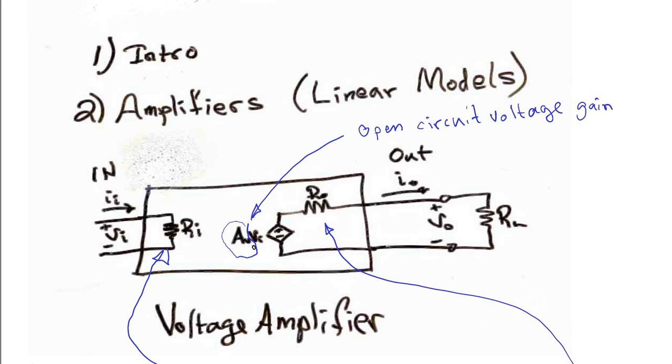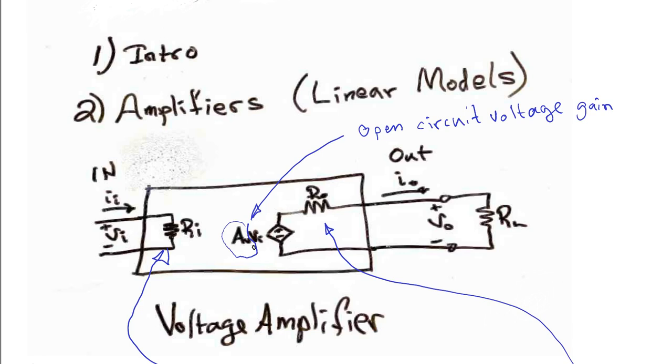Before you is a linear circuit voltage amplifier model. On the left is the input port, and on the right is the output port. We don't expect input ports to produce power, so we use the simplest Thevenin circuit with this property, a Thevenin resistance, known as the input resistance, R sub I.